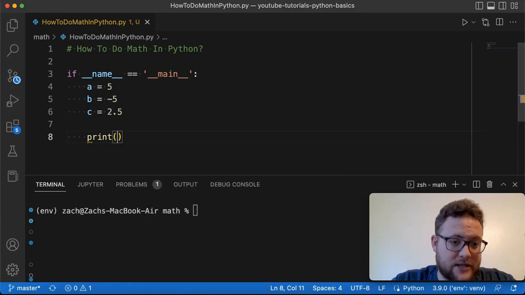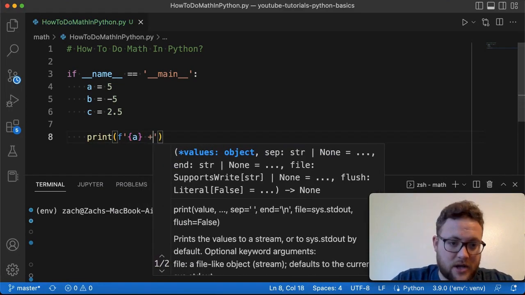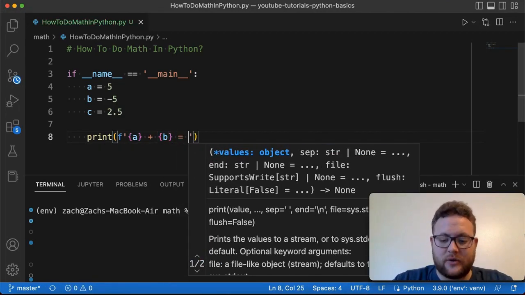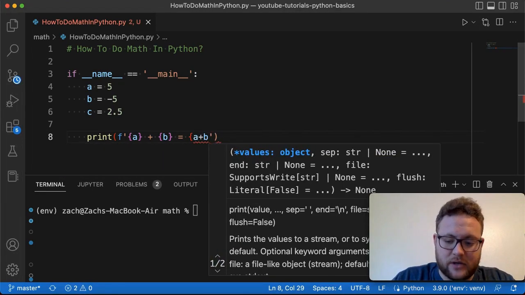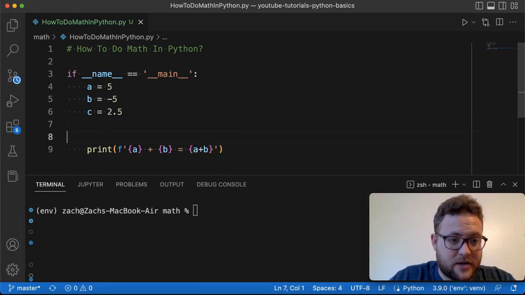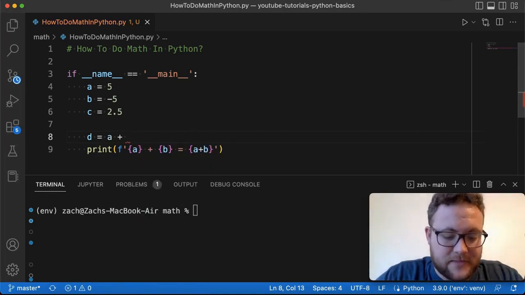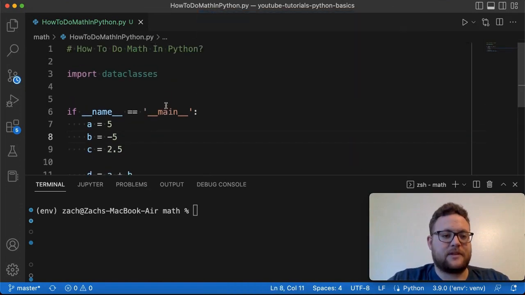Let's print it out. So print, and then we have our f-string, and I'm going to say a value plus b value is going to equal another value, right? And so in here, we're going to do something like a plus b. I can pull this out to make it a little more understandable, so you can see exactly the math part. We can say d is going to equal a plus b. Oops, b. And then we'll replace this with our letter d.